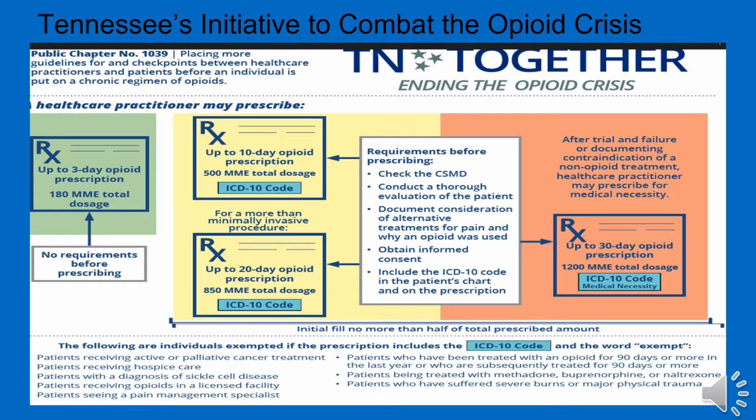This is a diagram of Tennessee's most recent initiative to combat the opioid crisis. It is a part of the governor's Tennessee Together plan on ending the opioid crisis. It places more guidelines for and checkpoints between healthcare practitioners and patients before an individual is put on a chronic regimen of opioids.